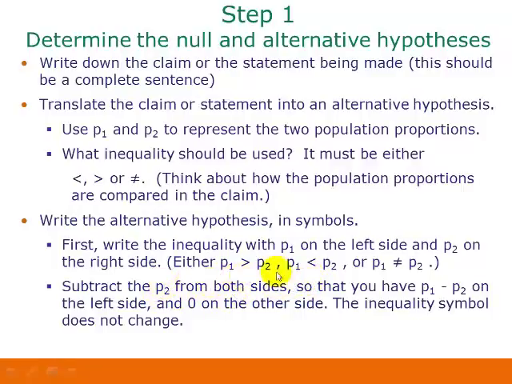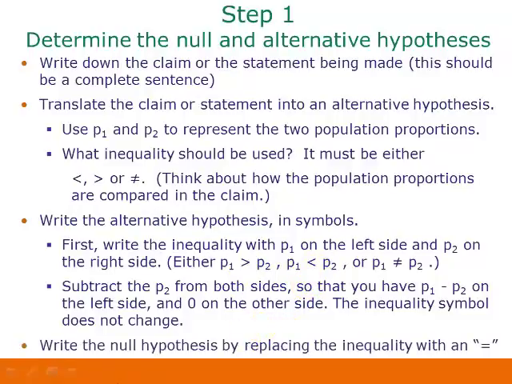Now, once we have our alternative hypothesis written this way, for several things, including StatCrunch if you're going to use that, you need to have it written so that p sub 1 and p sub 2 are on the same side of the inequality with a 0 on the other side. So once we get it in this form, we just subtract p sub 2 from both sides so that we have p sub 1 minus p sub 2 on the left side and 0 on the other side. That's not going to change our inequality. Again, once we have our alternative hypothesis, we can write our null hypothesis just by replacing that inequality with an equal sign.